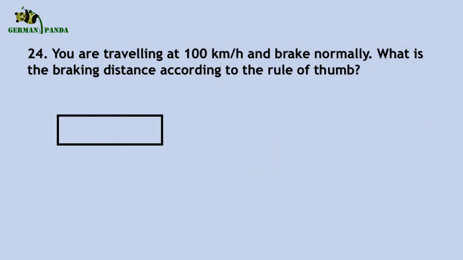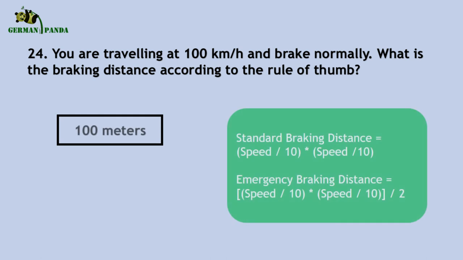You are traveling at 100 km/h and brake normally. What is the braking distance according to rule of thumb? 100 meters. Braking distance equal to square of 1/10 of speed.